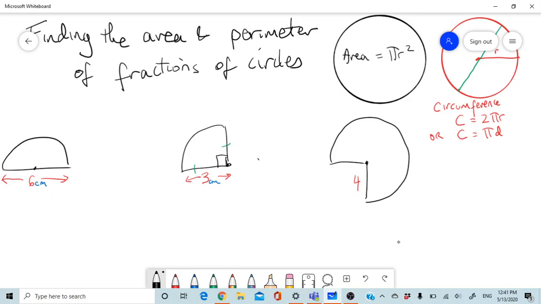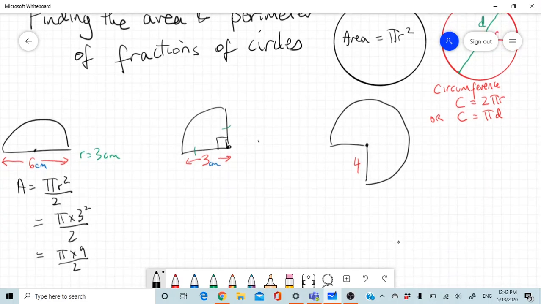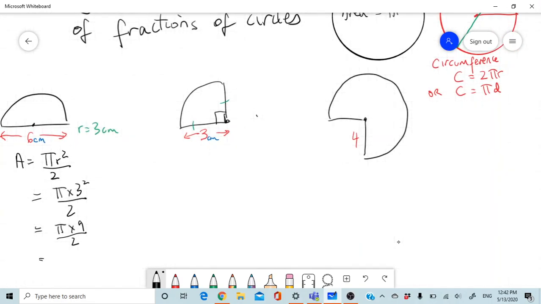To find firstly the area, let's go area first. One way of doing this is to just go pi r squared, which is the area of a circle, divided by 2, because we know a semicircle is just half of a normal circle. So that would be pi times the radius. What would the radius be? The radius would be 3. So r equals 3 centimeters. So let's write that down. Pi times 3 squared over 2 equals pi times 9 divided by 2. Another way of writing that would be 4.5 times pi.